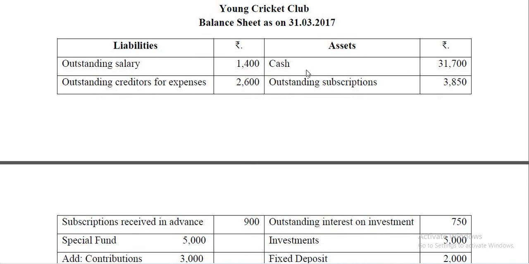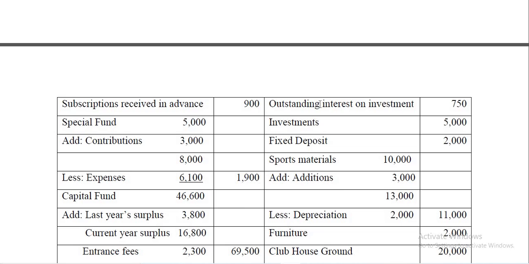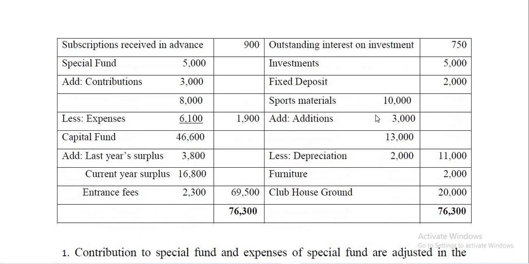Look at the balance sheet. Closing balance of cash, it is taken here. Outstanding subscription at the end of the year 3,850. Outstanding interest on investment at the end of the year 750. Investments opening balance, and there is no addition. Fixed deposit, 2,000. Sports materials at the beginning 10,000. Additions during the year 3,000. Then depreciation, it's given in the adjustment, 2,000. 11,000 is the balance figure. Furniture 2,000. Clubhouse ground 20,000.